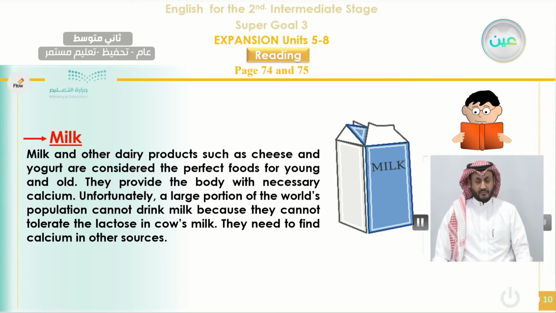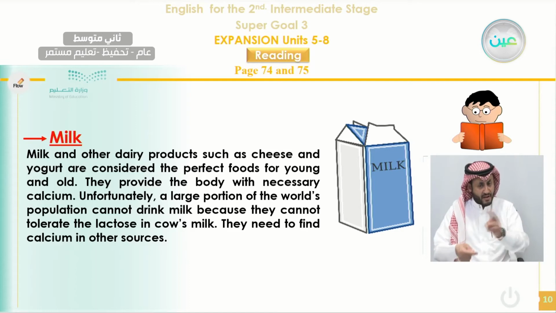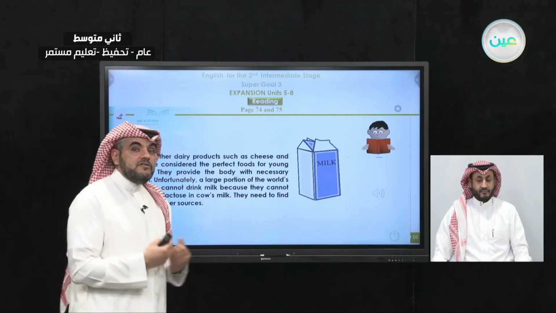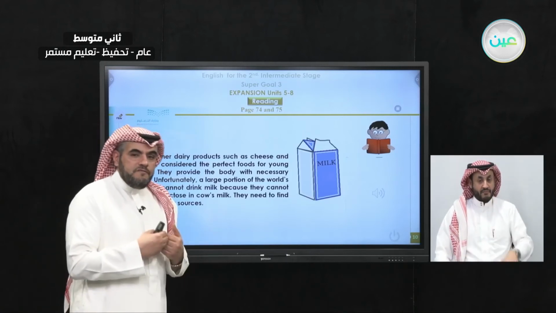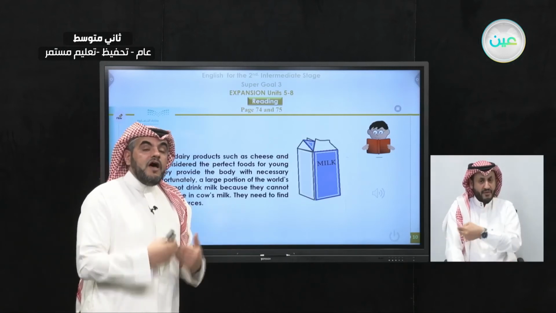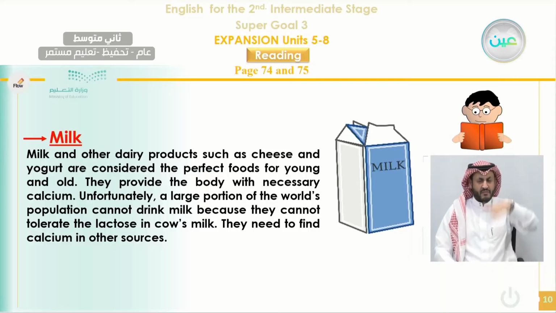Milk and other dairy products such as cheese and yogurt are considered the perfect foods for young and old. They provide the body with necessary calcium. Unfortunately, a large portion of the world's population cannot drink milk because they cannot tolerate the lactose in cow's milk. They need to find calcium in other sources. Okay, so what is the main content of the milk? That is calcium, which is very important for young people and old people. Let's read and find out more about milk.